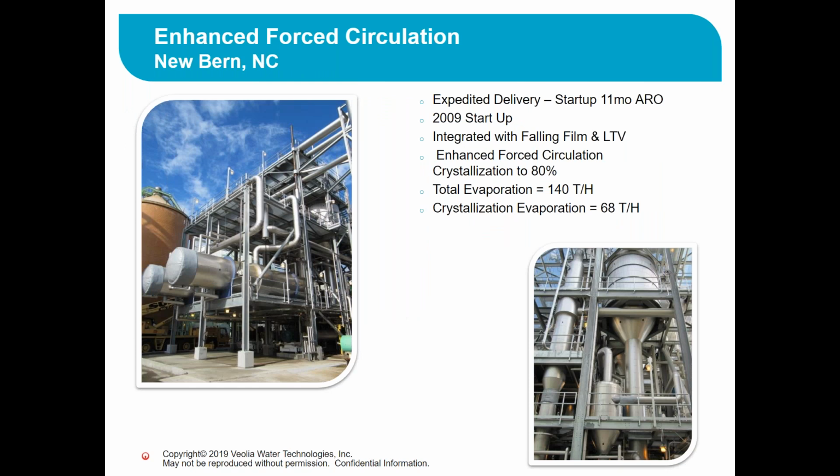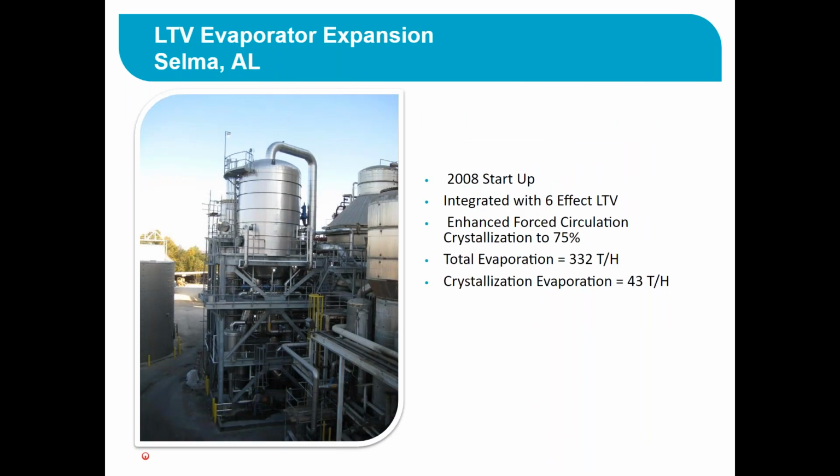And at New Bern, we did the same thing. We had some falling films that we replaced to get a better operation, higher solids, more stable operation, and better economy. Those are usually the things you'll see in common with most of these upgrades. And also in Selma, Alabama, we integrated one to go up to 75% with a 6-effect LTV evaporators.